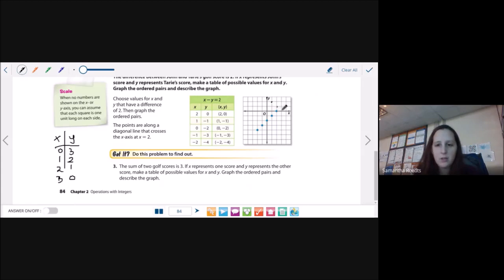2, 1, 0. Okay, so it crosses the y-axis at 3, crosses the x-axis at 3. I can continue, negative 1, 4. Okay, so it's going to create this diagonal line. And that is the end of Unit 1, Lesson 6.